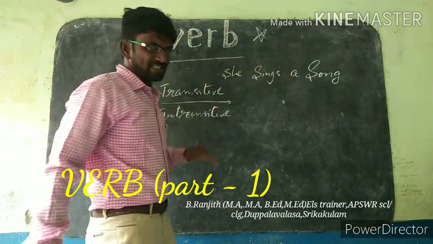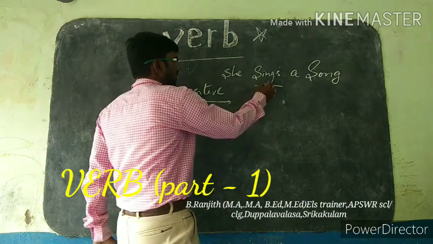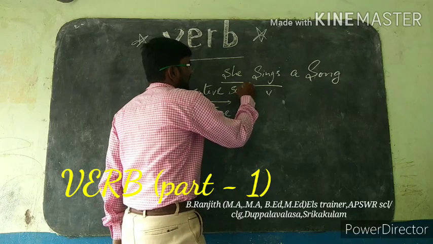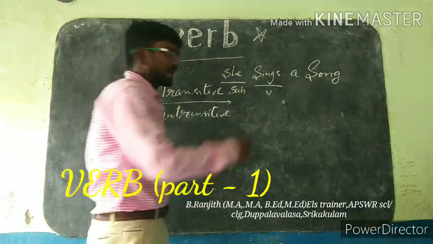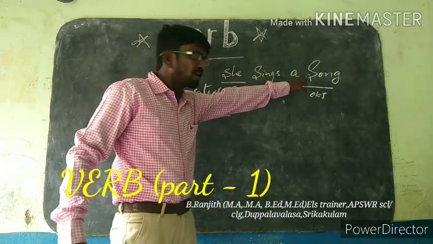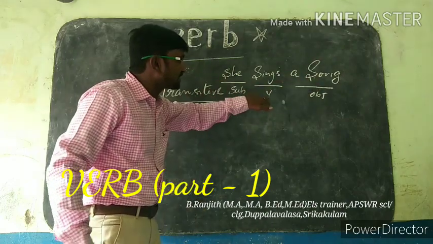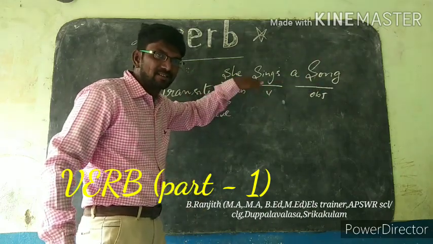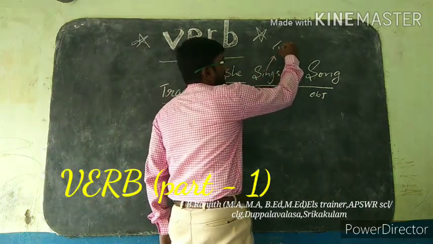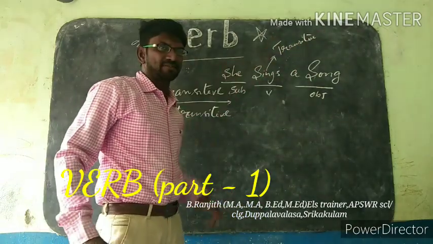Let us divide this sentence into parts. The first one is the verb. Who is the doer of the verb? She. So she is the subject, and a song is the object. This sentence contains an object. In that sentence, what is the verb? Sings. Here the verb is sing, so this verb is called a transitive verb.